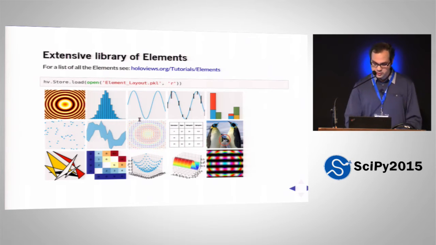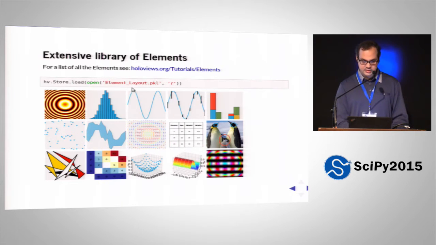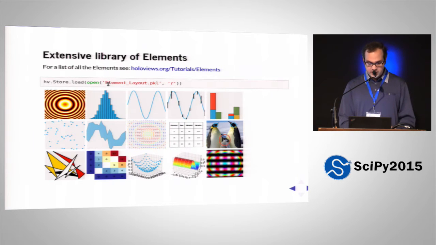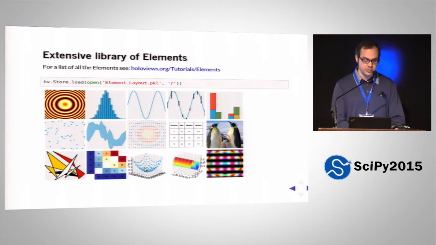Now, here I'm showing you another object. This is, again, just your data, and all your data is available here. So this just shows you a bunch of different elements. You can see some raster types, some statistical type functions, and then you can see some 3D plots here as well, which we support.